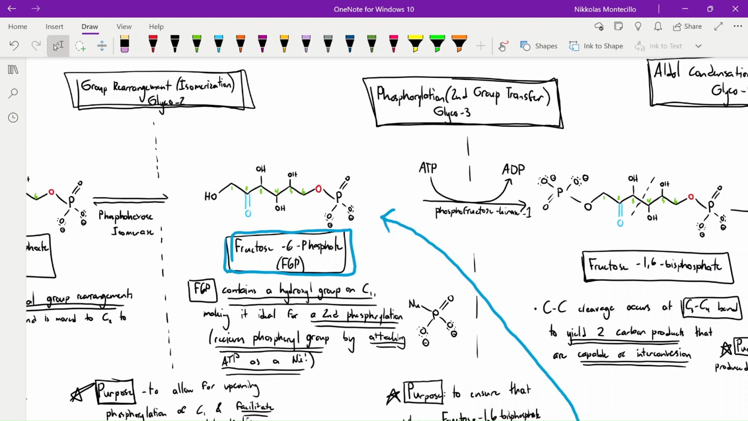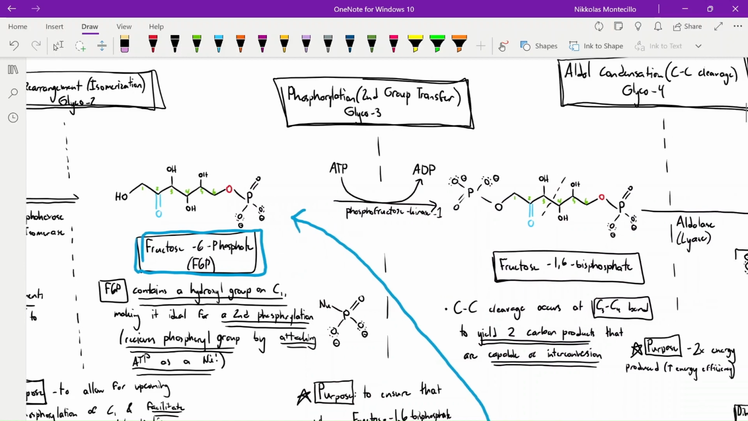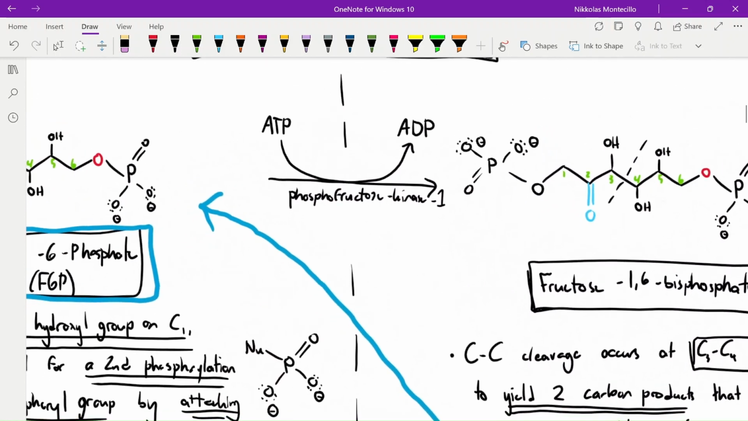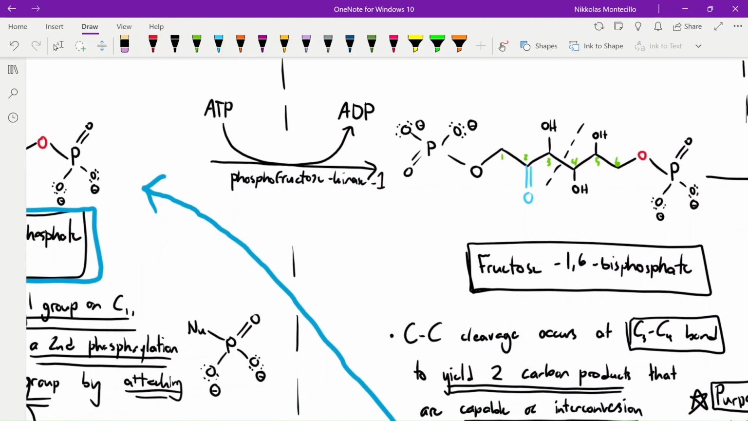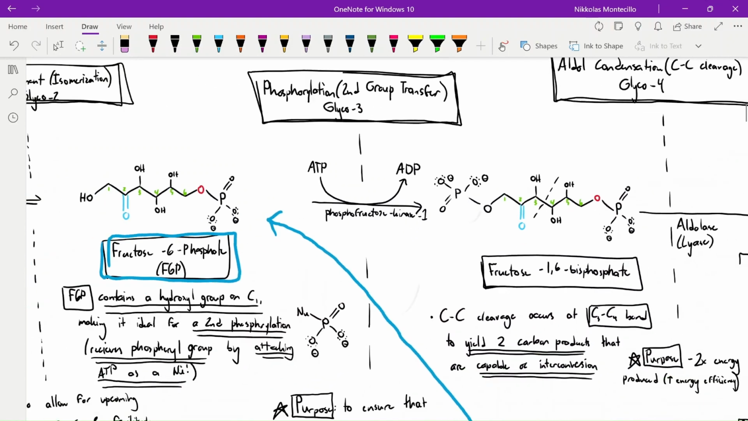Okay, so there's a second phosphorylation, or a second group transfer. That's what essentially Glyco 3 is. So this is the nucleophile. It'll be attacking ATP, and ATP will undergo hydrolysis to form ADP, and we observe a second group transfer here. We also know that this is a group transfer because the name kinase is literally in the name of the enzyme.